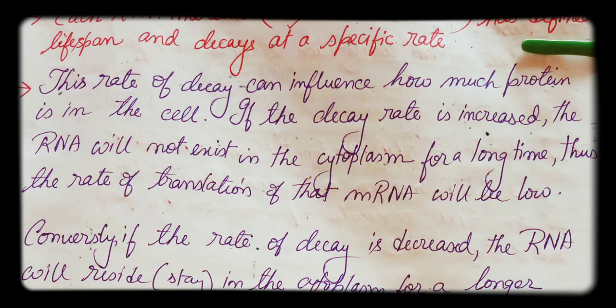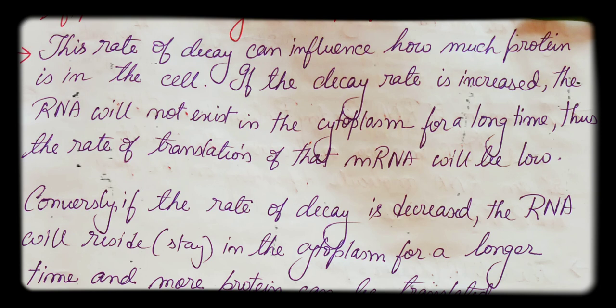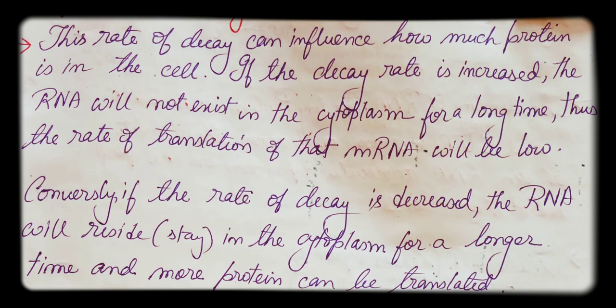If the decay rate is increased, suppose you want to increase the rate of RNA degradation, then the RNA will not exist in the cytoplasm for a long time. Thus, the rate of translation of that mRNA will be slowed down. That can be used as a method of choice for inhibiting the translation of some pathogenic bacteria, by degrading their RNA, right? It can be used further in medicine research.